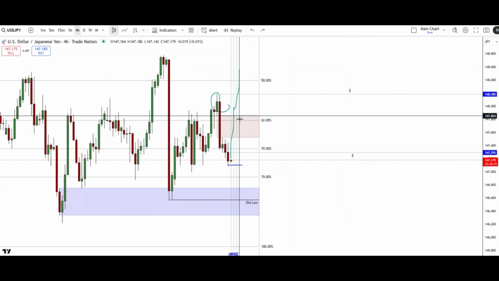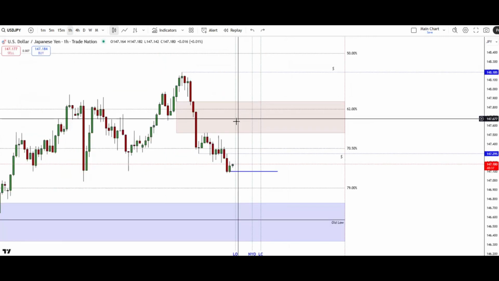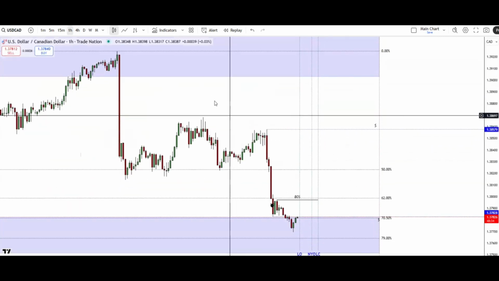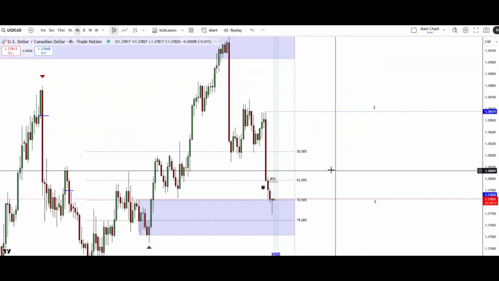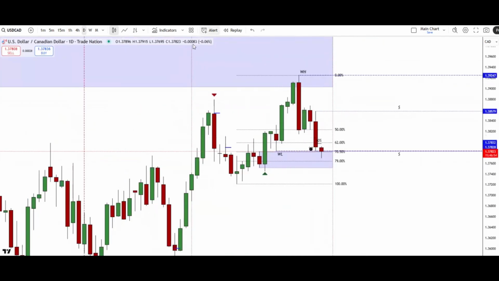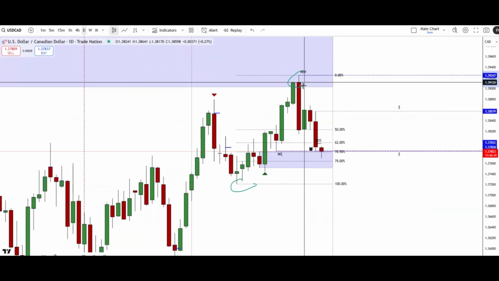So yeah, USD JPY playing out on the short side, but not a favorite. The USD CAD, the bias was initially short. Didn't expect it, I think, to sell off so aggressively so early in the week, but you can see it playing out within this bullish range.